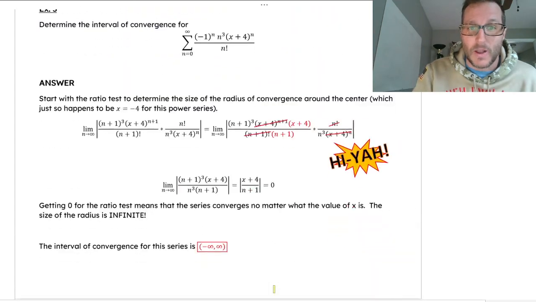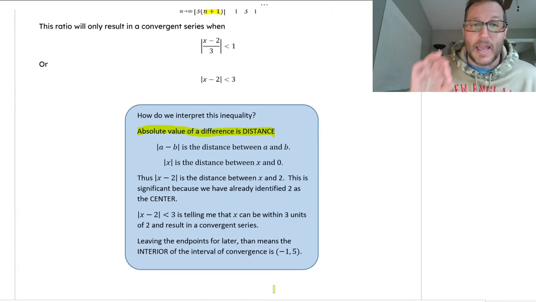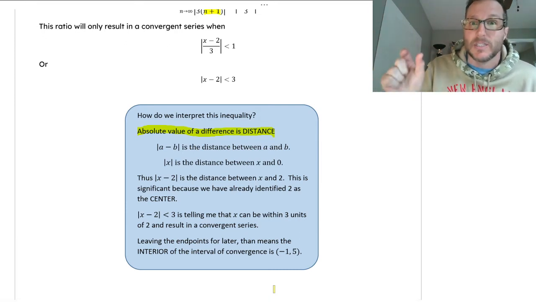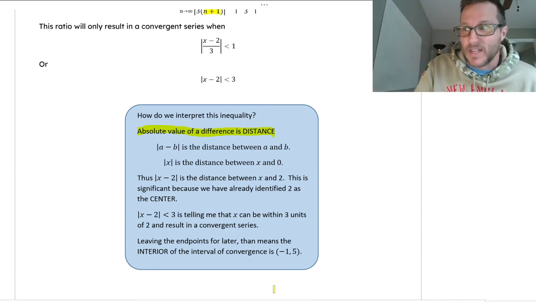So the absolute value of a difference is distance. The absolute value of a minus b is the distance between a and b. The absolute value of x is the distance between x and 0. That's how we kind of defined absolute value. So the absolute value of x minus 2 is the distance between x and 2.